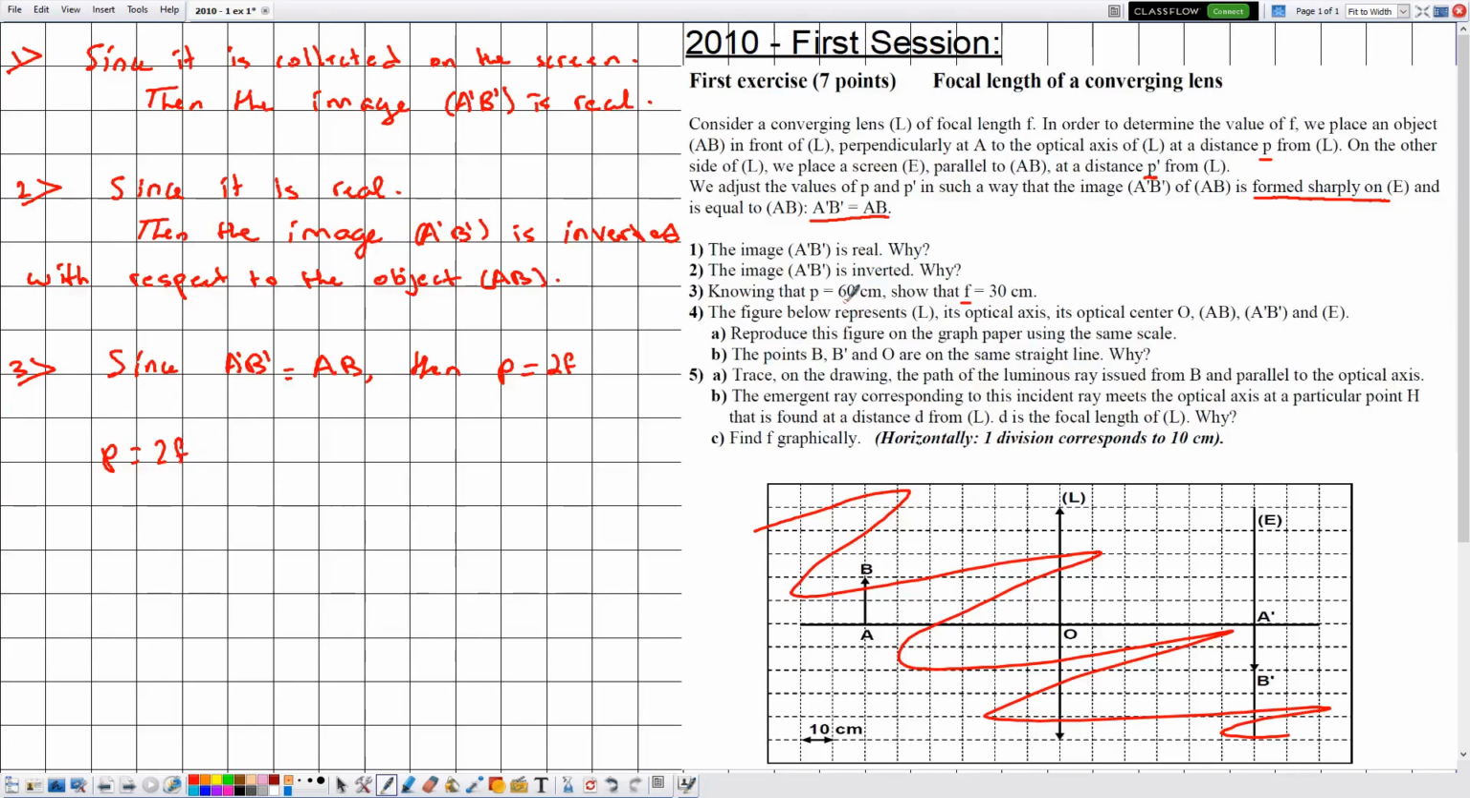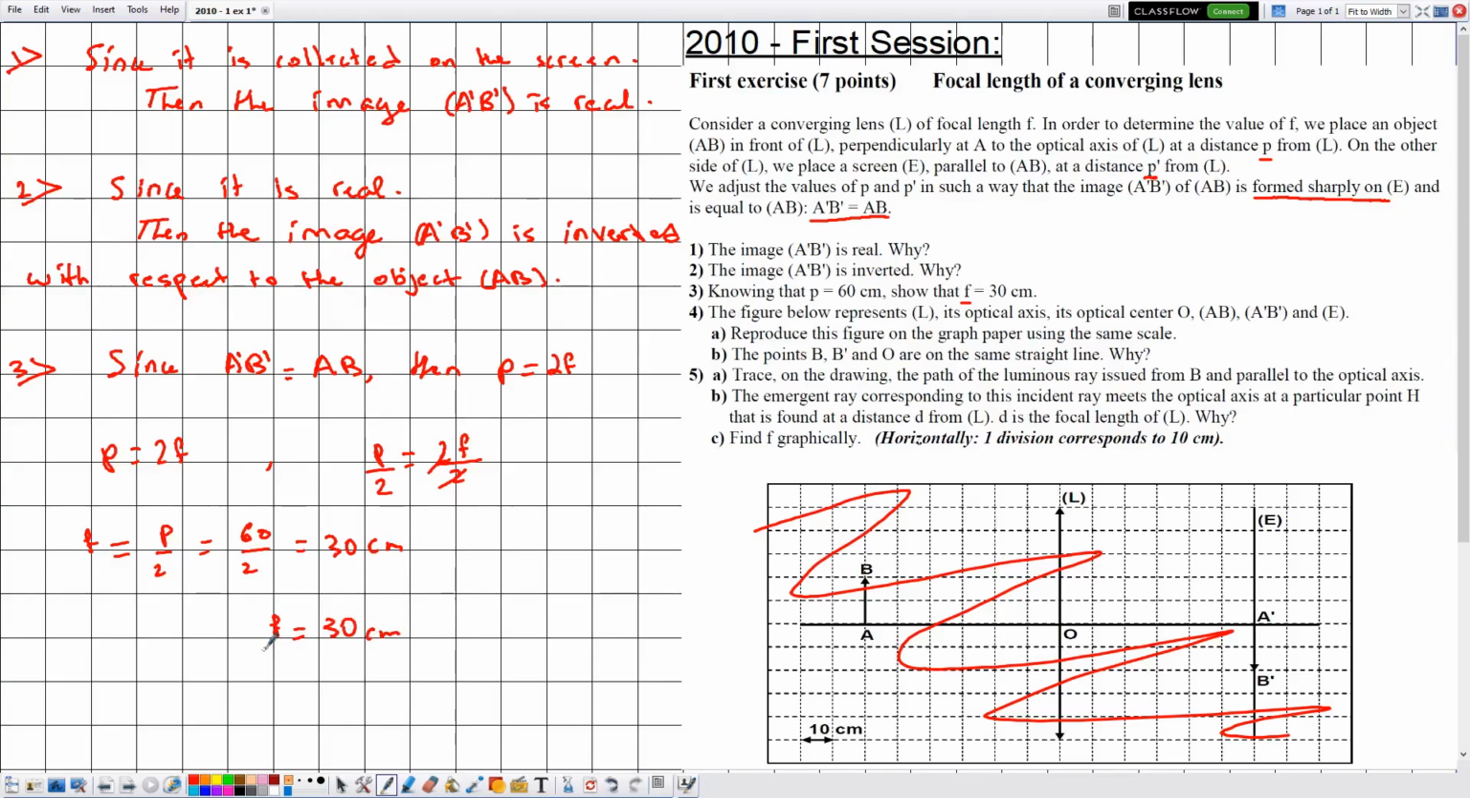Now we know the value of P to be 60 centimeters. We can deduce the value of F, because if we divide both sides by 2, then we will get that the focal length is equal to P divided by 2, and the value of P is given by 60. So the value of f in this case will be 30. Since p is in centimeters, then the value of f will be in centimeters. So the focal length is equal to 30 centimeters.